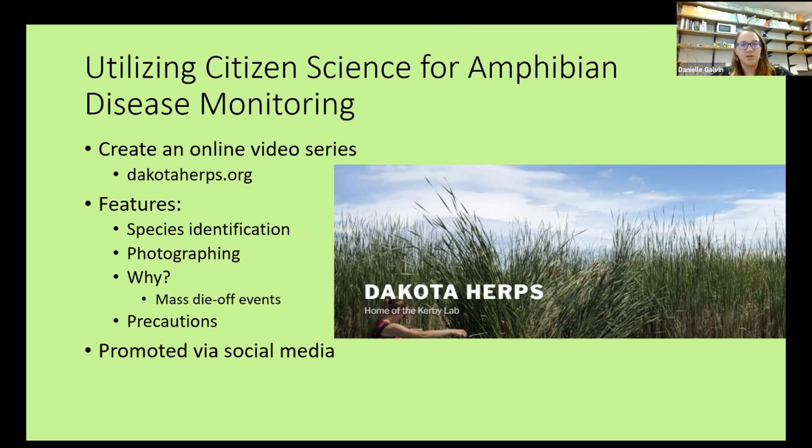Features of this training include how to identify different amphibian species, both by sight and by listening to their vocalizations. I will also include information on how best to photograph these individuals so that they may be more easily identified, as well as how you don't even necessarily need to handle the individual to submit an observation. It's very easy to take a photo without having to hold the frogs. I will also include information on why this program exists and what I'm looking for with these observations.